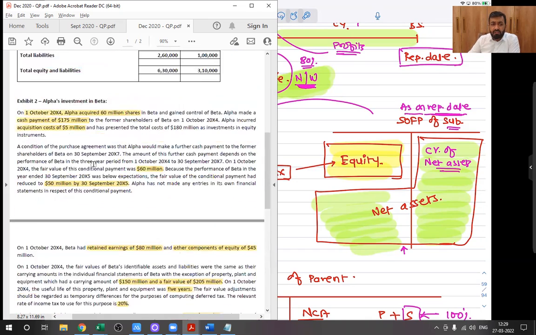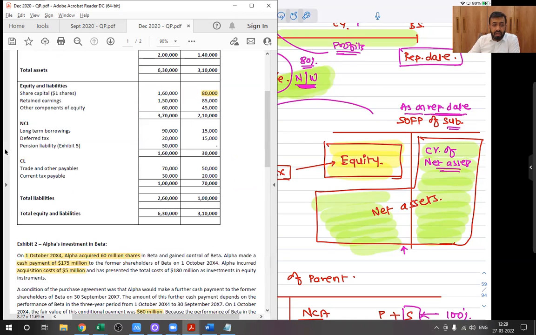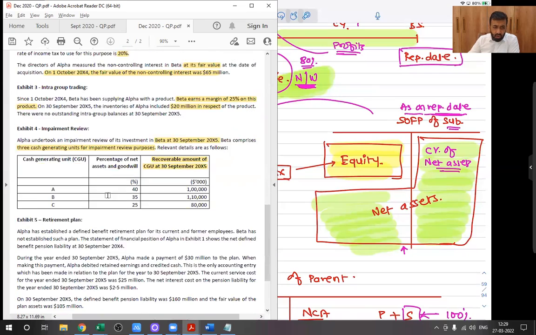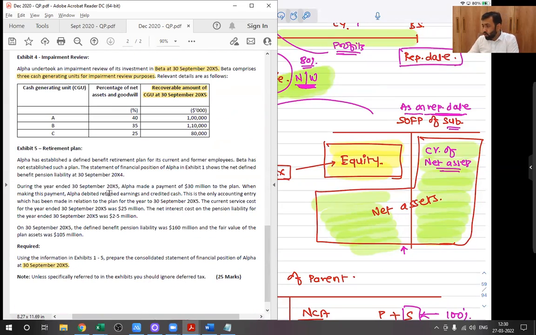So where will you get this information? You can get this from a balance sheet. If you see pension liability, you can see it only for Alpha. You will not see anything for Beta. So there is no such plan for Beta. That's okay. You don't have to create it on your own. Okay. You don't have to do it.